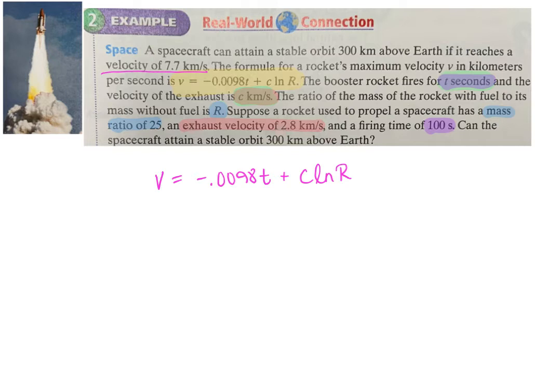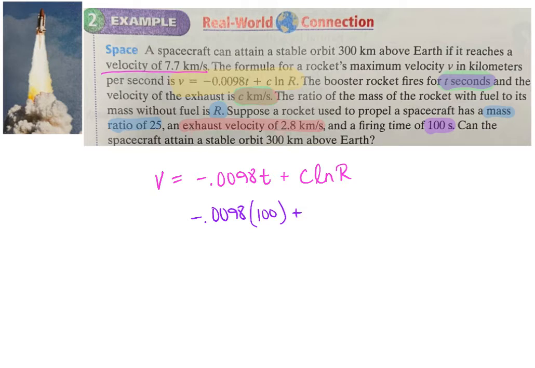We need to calculate this velocity and see if it is 7.7 or more, which means it will be stable 300 kilometers above the Earth. So we're just going to plug in the information. We're going to say negative 0.0098. What is my time for this one? 100. Plus c. What is my mass ratio here?